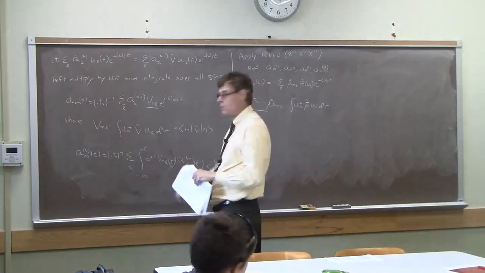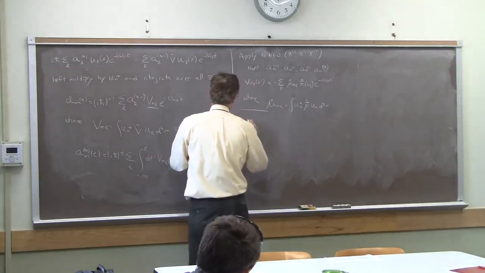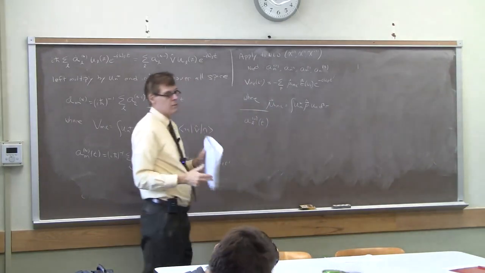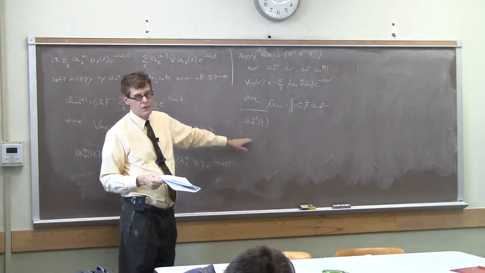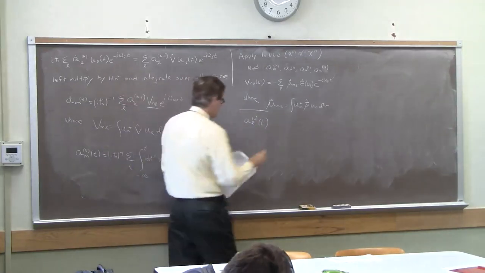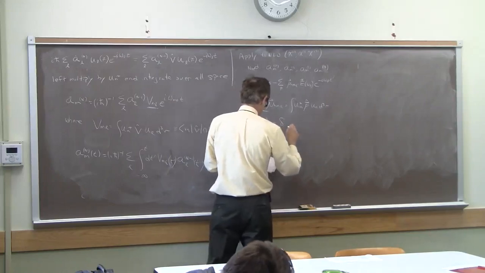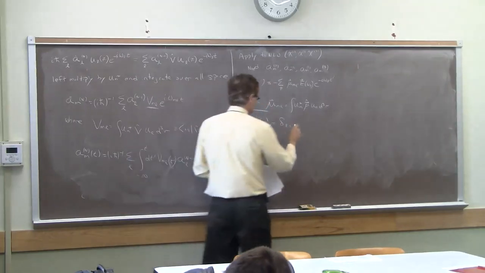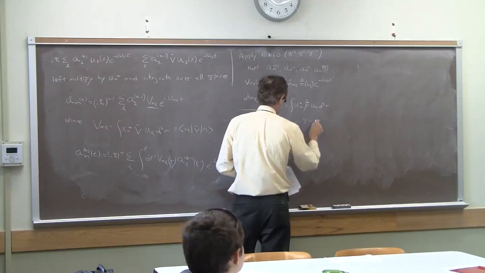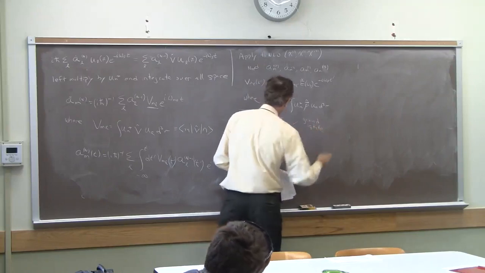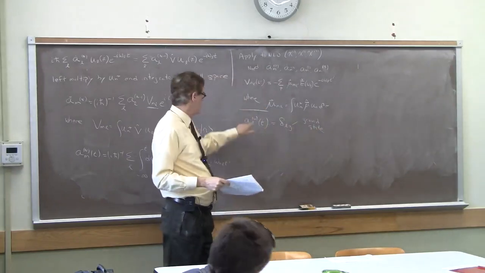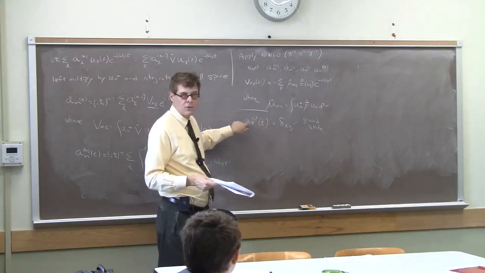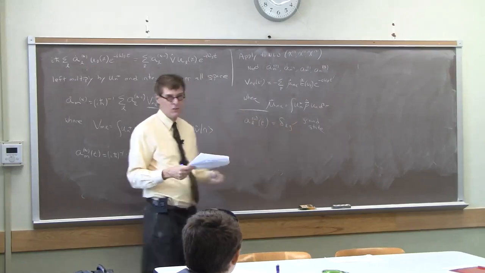Now, we're still at a pretty formal level here. So what is A_l0 of t? Remember now, this is our initial condition. This is something that we assume. So this is delta_lg. For the initial state of the system, we know that the system is in the ground state. All of these coefficients vanish except the one where l is equal to g.